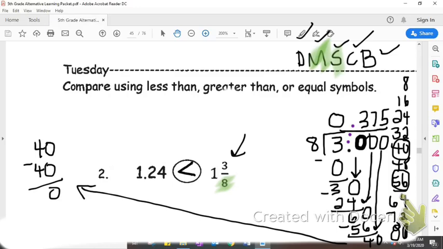This means that 1 3/8 is equivalent to 1. Don't forget that 1, by the way. And 375 thousandths.